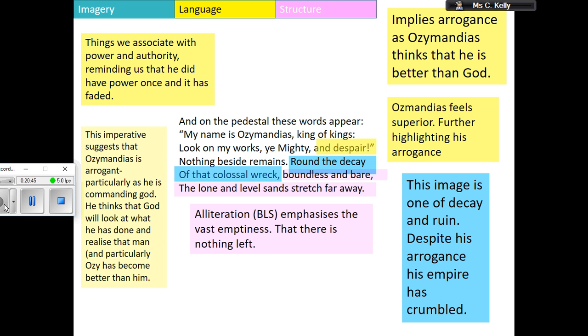The significance of the image "round the decay of that colossal wreck": the image is one of decay and ruin. So decay gives you the image of something rotting away, doesn't it? And so despite his arrogance and despite his power, his empire has crumbled. And the alliteration, so boundless and bare, lone and level, and sands and stretch, emphasizes the vast emptiness, that there's nothing left. So those sounds repeat, don't they? It gives this idea of emptiness and the fact that there's nothing left there.